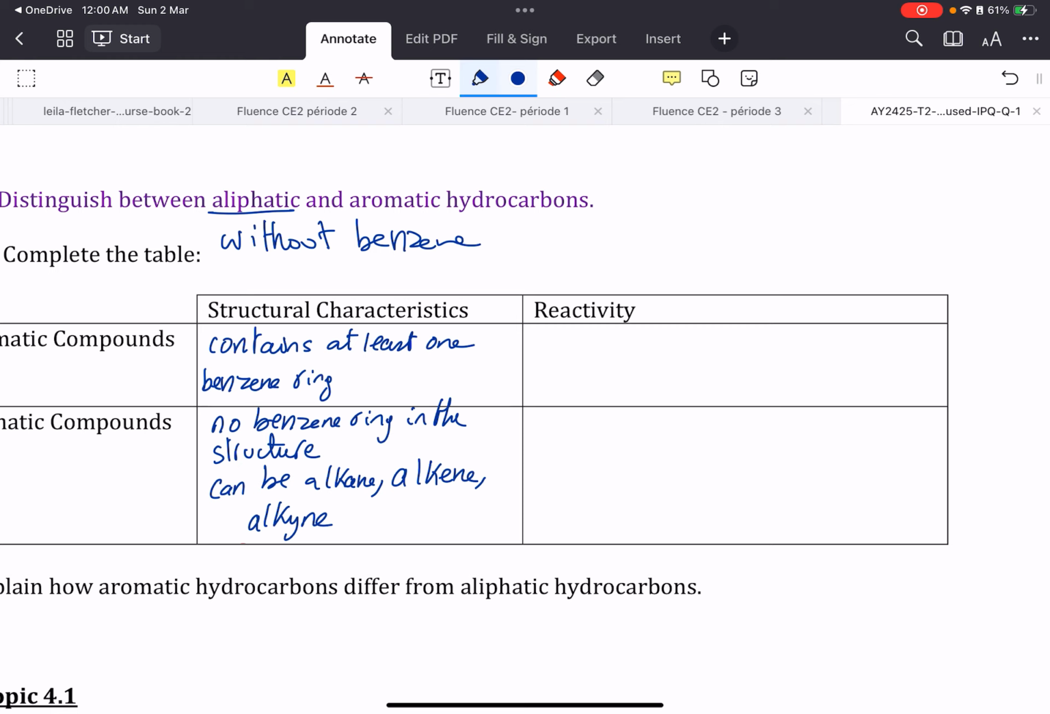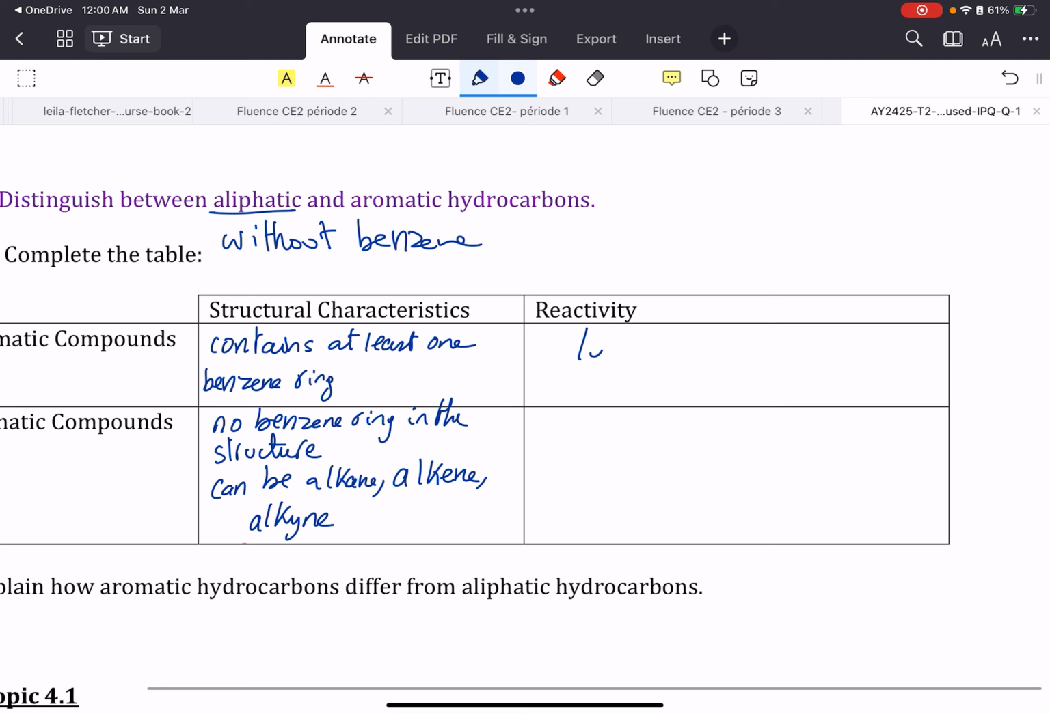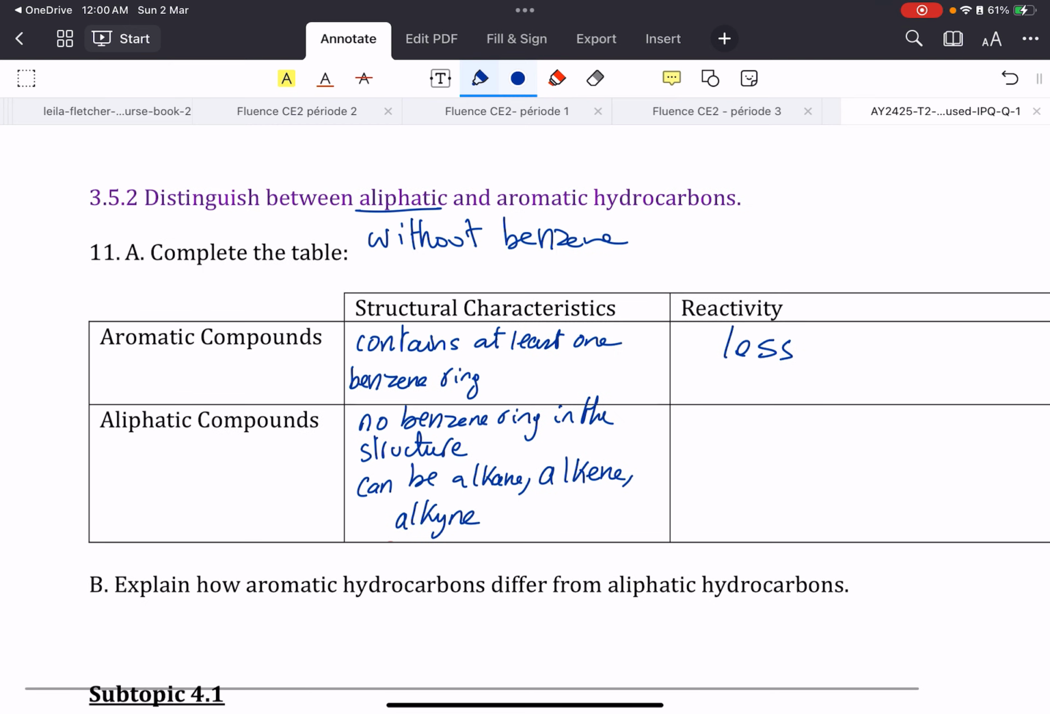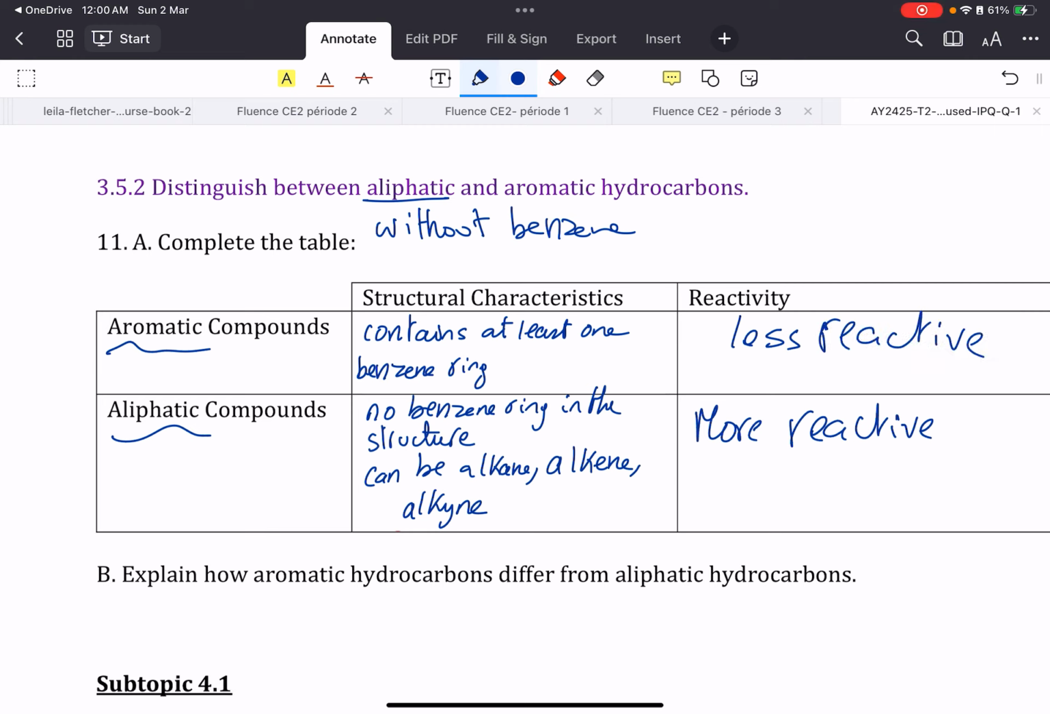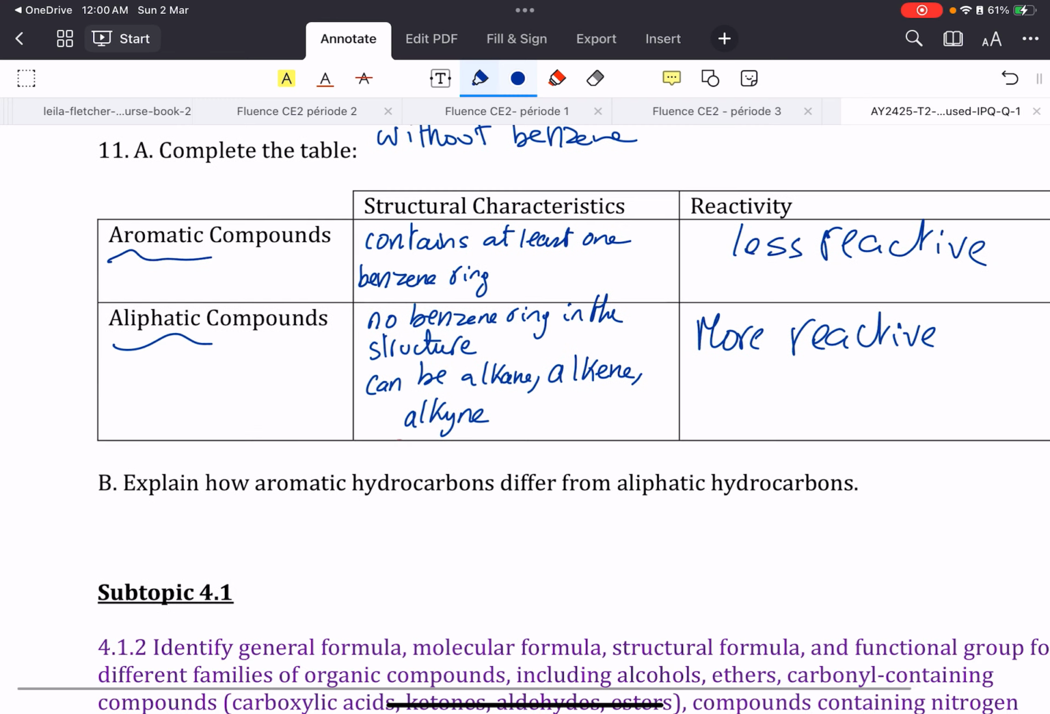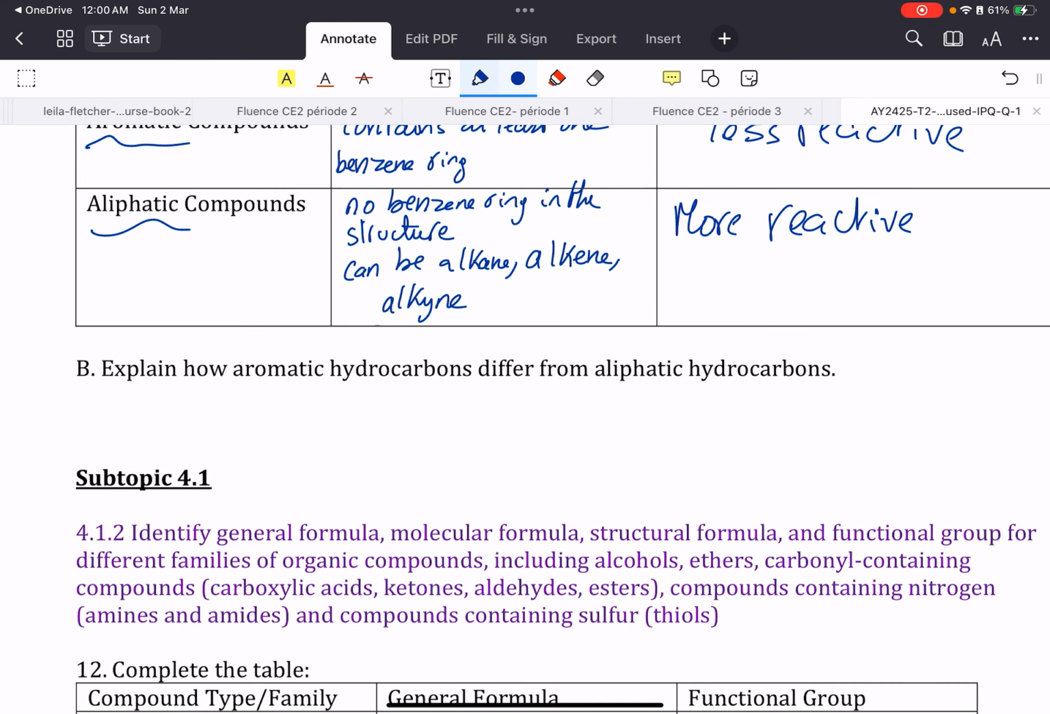Now in terms of reactivity, benzene rings are not very reactive. So if I want to compare the reactivity of aromatic and aliphatic compounds, I would say that aliphatic are more reactive and those are less reactive, because it's very unlikely to break a benzene ring.